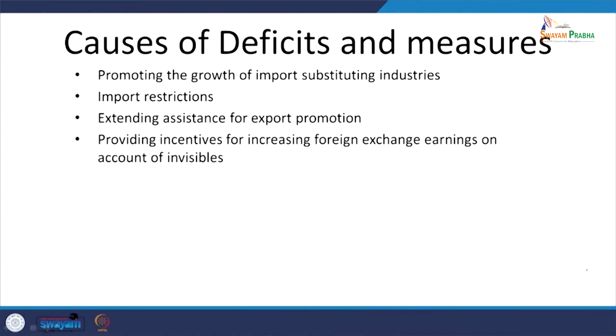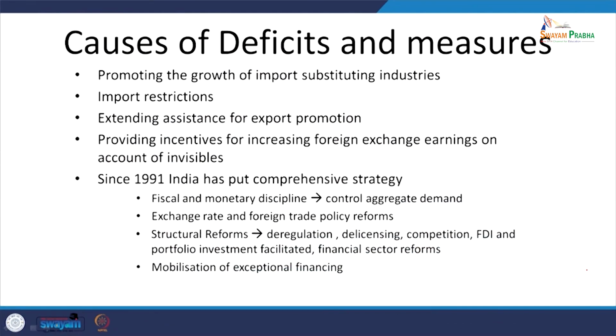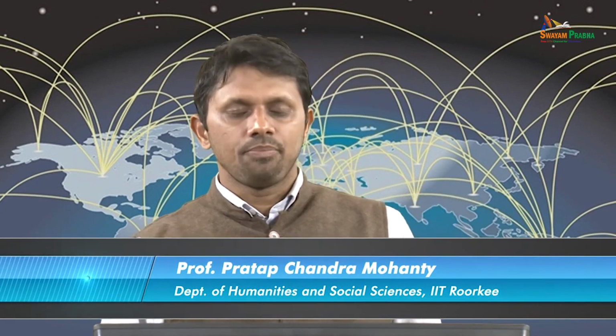We will promote the growth of import substituting industry, so that imports steadily become lesser. Similarly, import restrictions by different strategies, as we already explained, extending assistance for export promotion, then providing incentives for increasing foreign exchange earnings on account of invisibles. Especially from 1991, India has put in place a comprehensive strategy like fiscal and monetary discipline, controlling aggregate demand, exchange rate and foreign trade policy reforms, structural reforms. We will discuss them one by one in the next class: delicensing, competition, FDI and incentivizing FDI and portfolio investment, financial sector reforms, mobilization of exceptional financing. These are all aspects to be discussed in the next class.